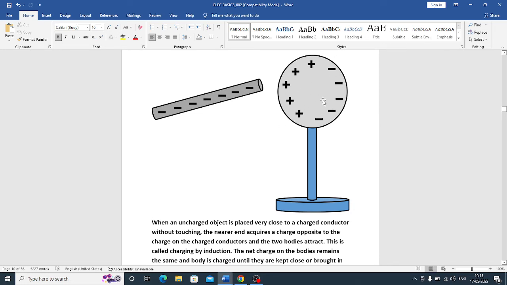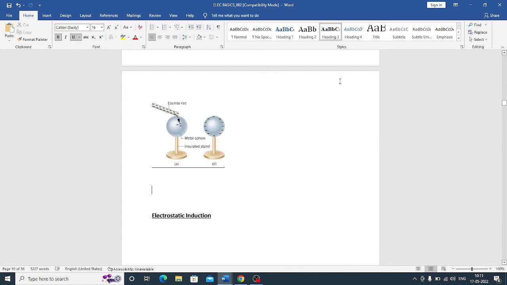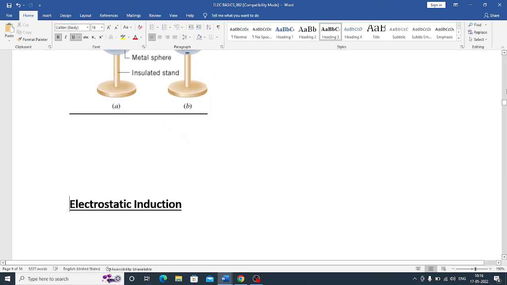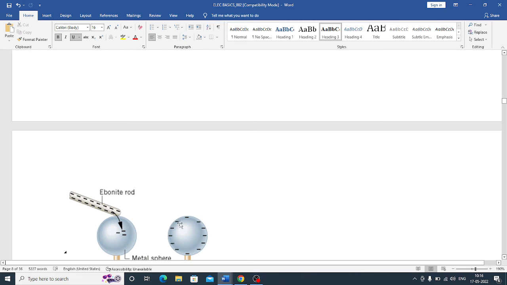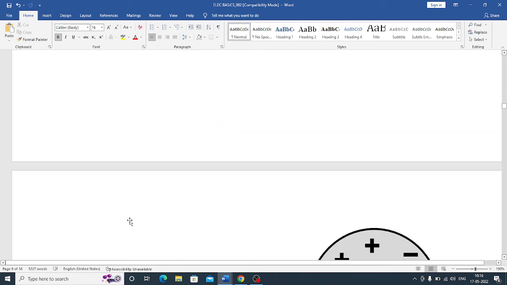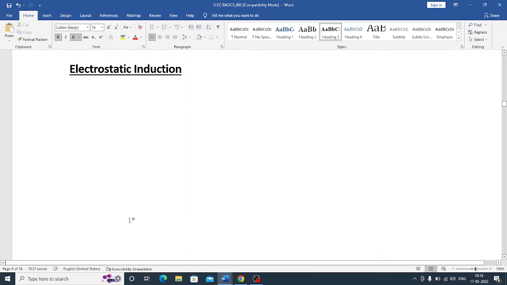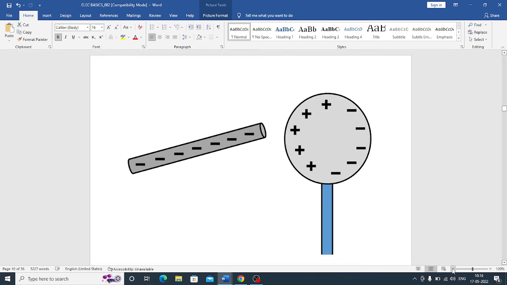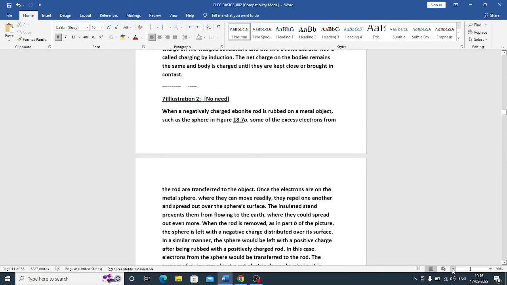As a whole, the metal sphere is neutral only, because the number of electrons is equal to the number of protons. But in the case of conduction, it is not electrically neutral, because there is actual flow of electrons from one body to another body. But in induction, there is no physical contact, only rearrangement, only disturbance takes place. So this is by induction.